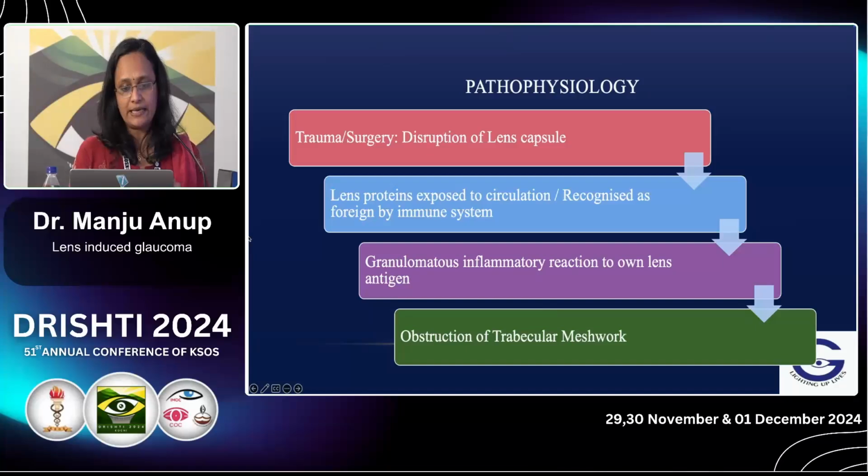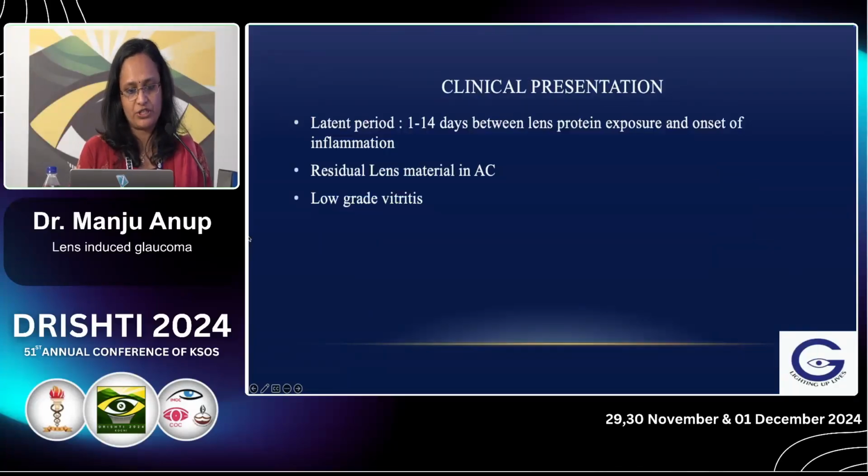So this will initiate a granulomatous inflammatory reaction directed against own lens antigens, and this will lead to obstruction of the trabecular meshwork and increased intraocular pressure. Again, there will be a latent period of 1 to 14 days between the lens protein exposure and onset of inflammation, and the clinical findings, again, include circumcorneal congestion.